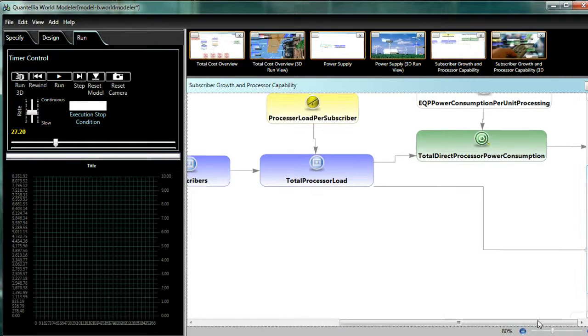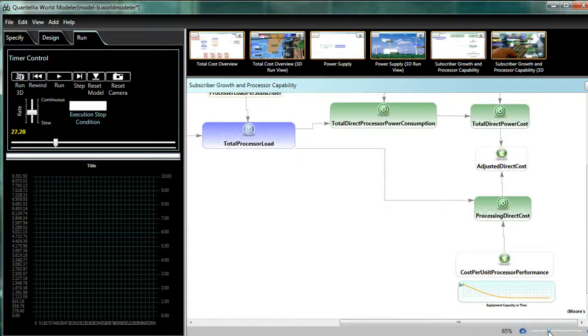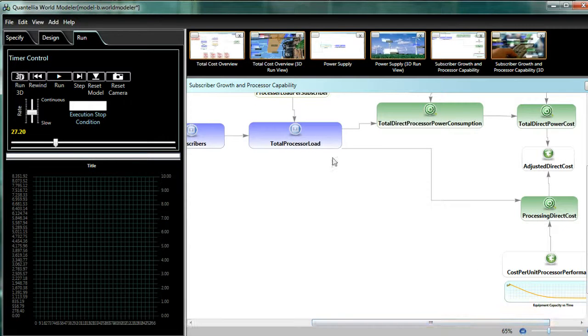Finally, all these factors add up to a number of cost components. This adjusted direct cost is the sum of the cost to purchase equipment in the first place, or the power required to simply operate the equipment, but also the cost of energy to operate that equipment that is dependent upon processor load, which is this processing direct cost.